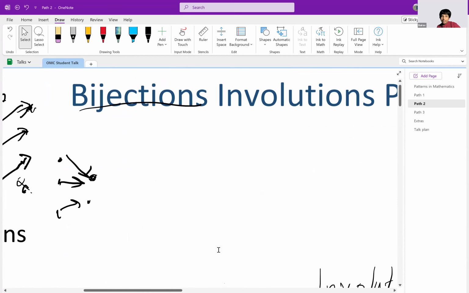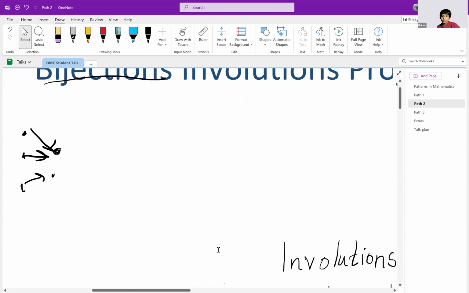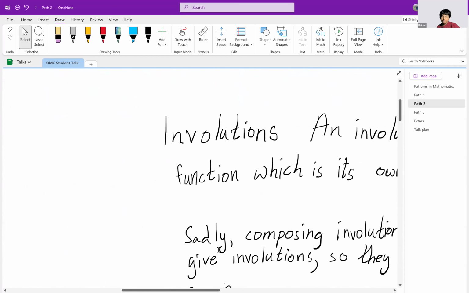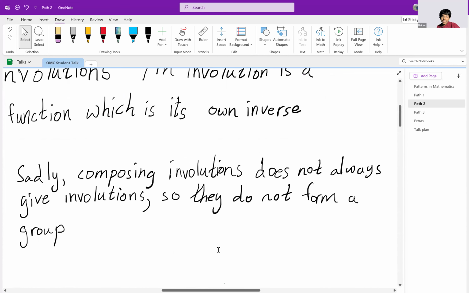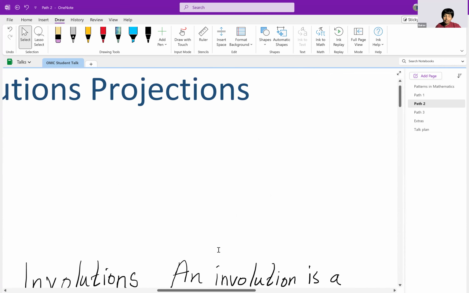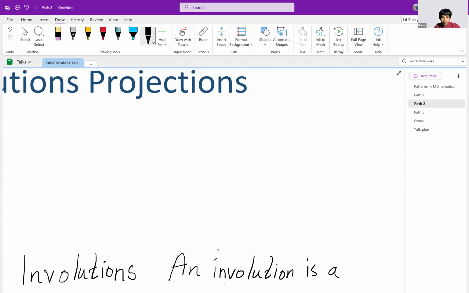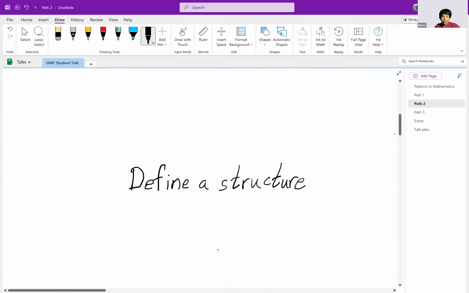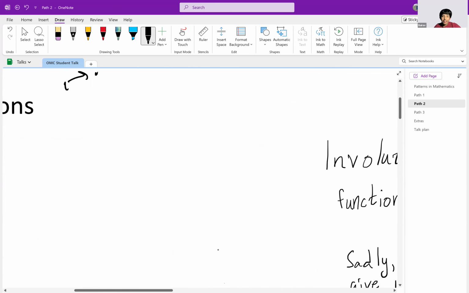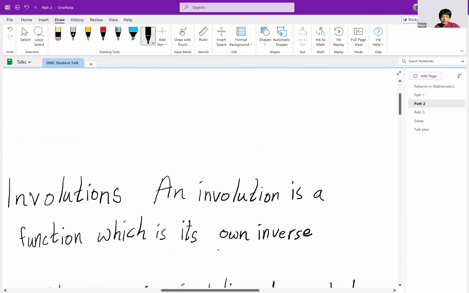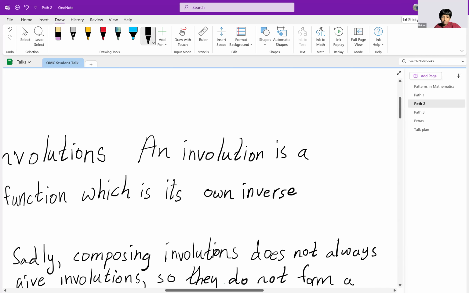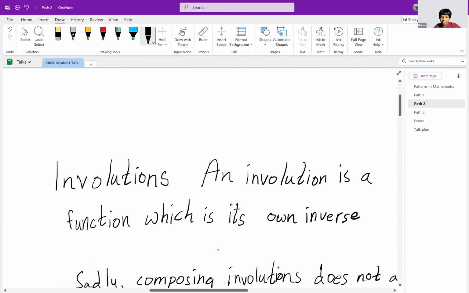So now I guess we're done with bijections. So we'll go to involutions. So it's a function which is its own inverse. And many of these were not. But in fact, any involution is a bijection, because it is its own inverse, which implies that it has an inverse.